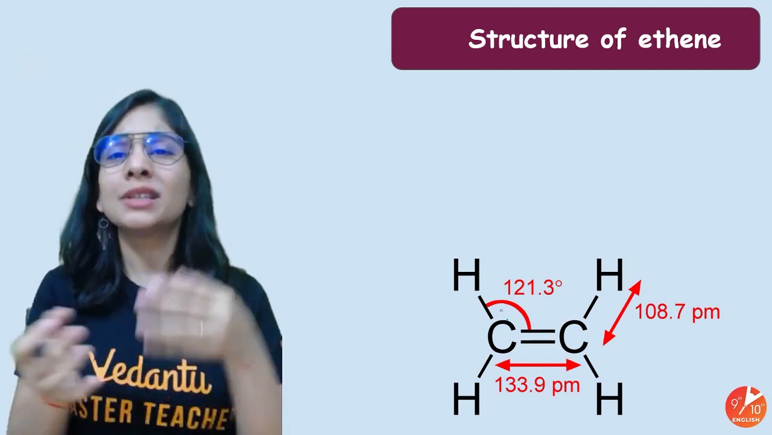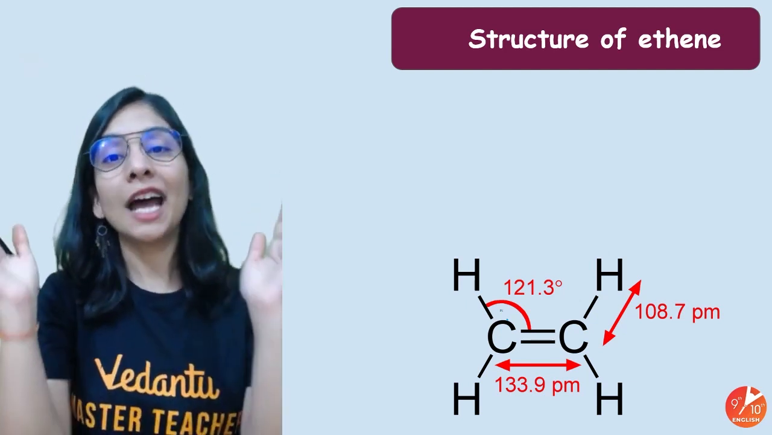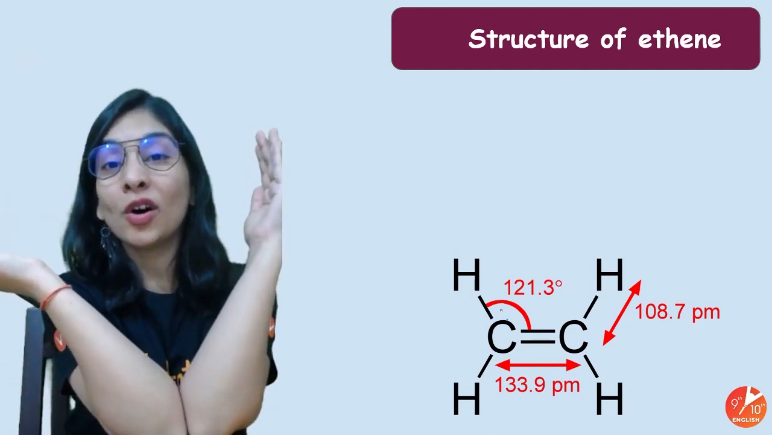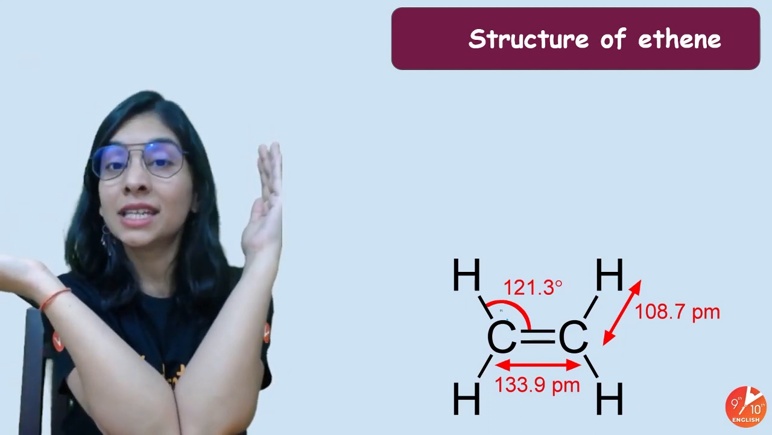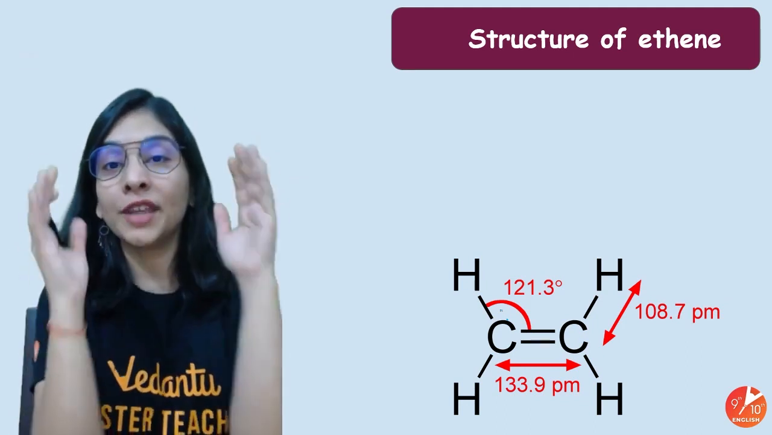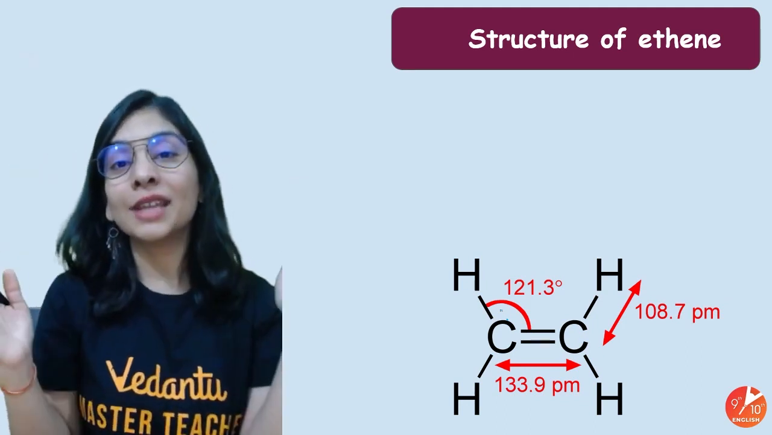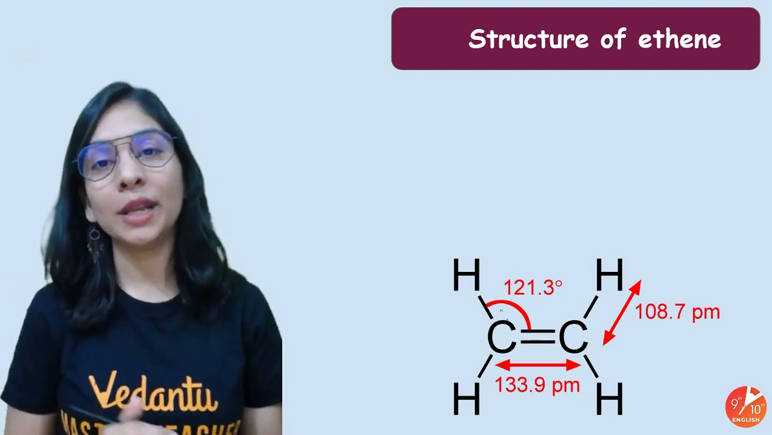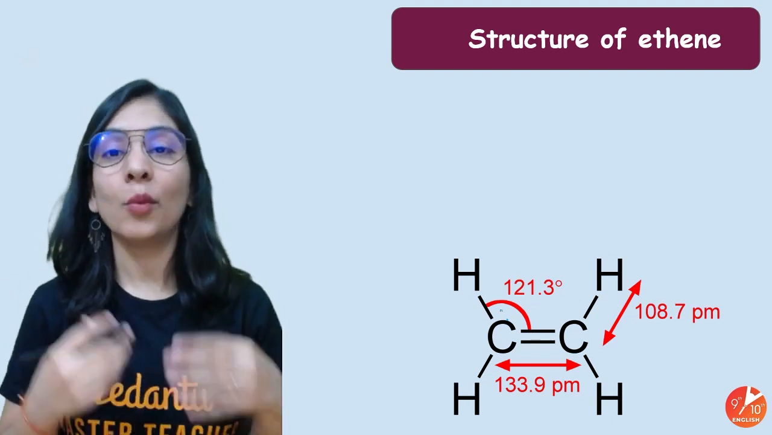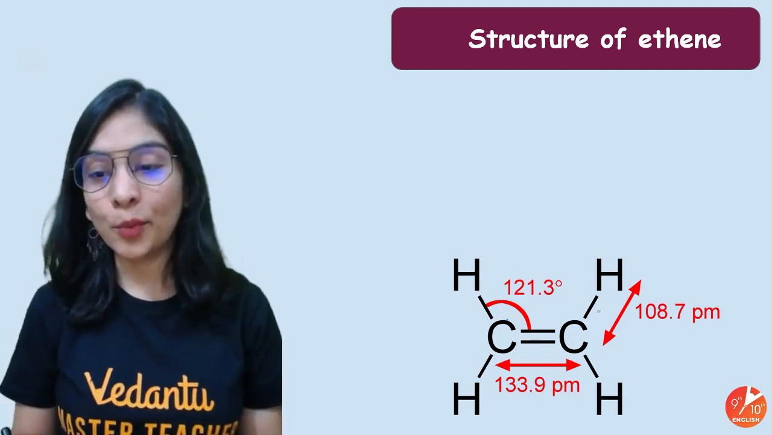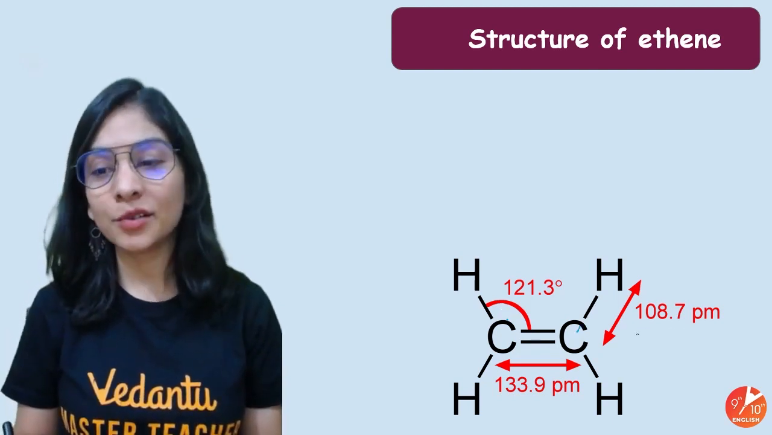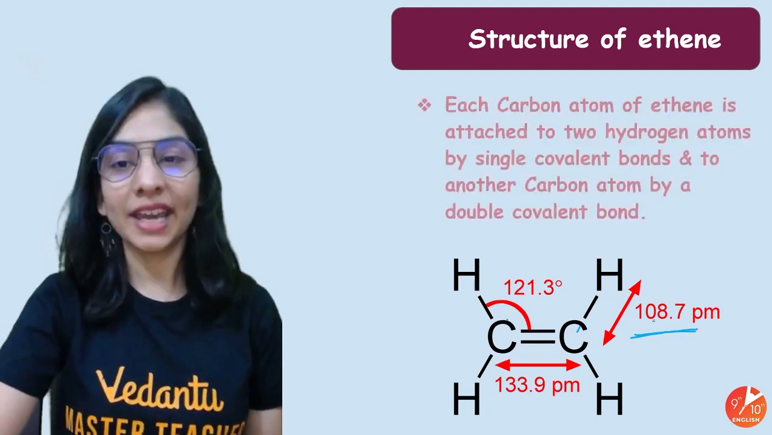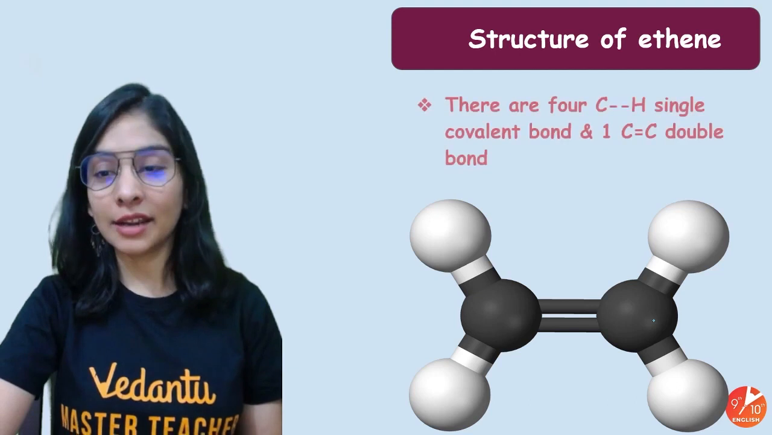Why are they arranged with some particular bond angle? So that at that position they show minimum repulsion between different bonds, because bonds are nothing but shared pairs of electrons. They should be at minimum distance so that there is no repulsion and I can have a stable molecule. That's their 121 degrees 3 minutes. And the bond length between carbon and hydrogen is given as 108.7 picometer, right?